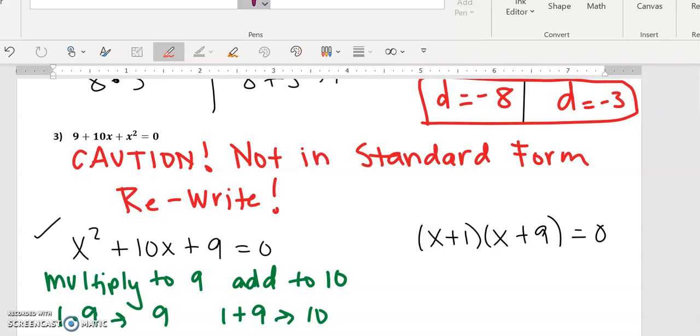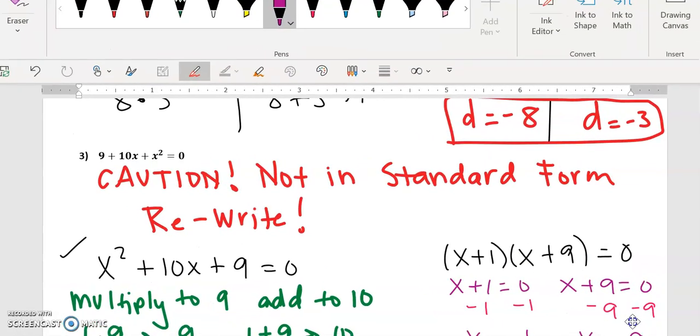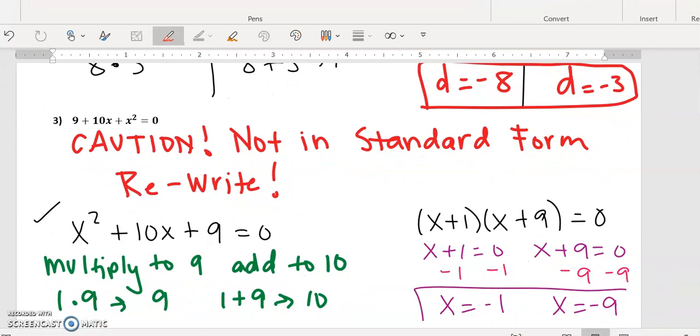Step 2 in solving is to write both factors as mini equations. And step 3 is to solve. So I'm going to subtract 1 from both sides in my first equation, and I get x is -1. Subtract 9 from both sides of the equal sign in our second mini equation, and I get x is -9. And those are the answers to number 3. It's interesting how quadratics often have two answers.